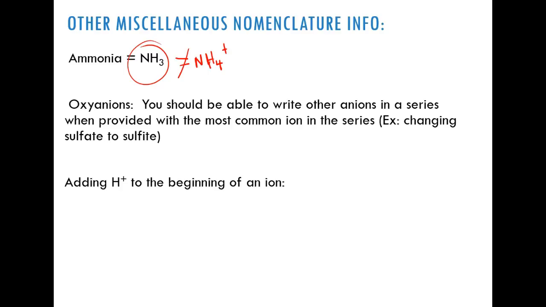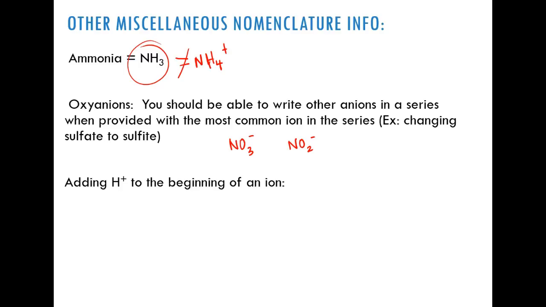Oxyanions, I touched on these earlier. You should be able to write other anions in a series when provided the most common ion in the series. I talked about sulfate and sulfite earlier. Another example, Dr. Hansen's going to provide for you the formula for nitrate, which is NO3 -1. From that ion, you should be able to write nitrite, which would be NO2 -1.